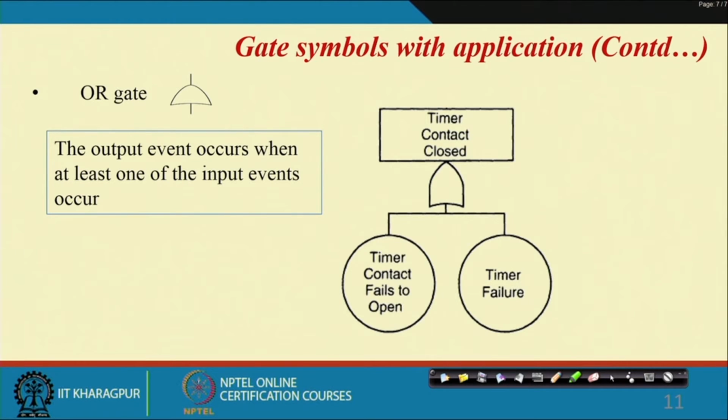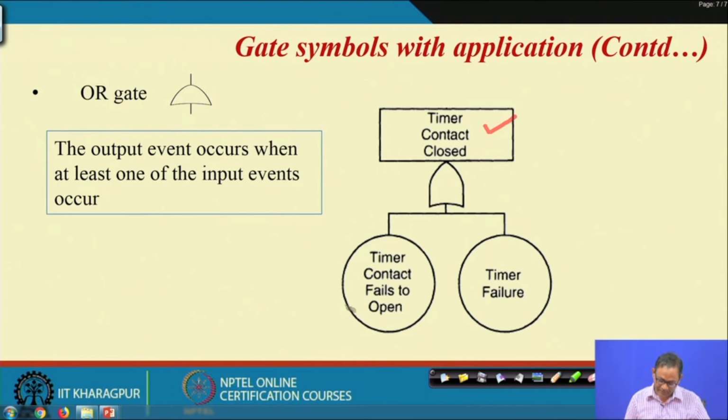Then the OR gate. In terms of an OR gate, there will be an output event and there will be input events. Now, just see the pressure tank example we have already explained. What happened? The timer contact closed. When the timer contact is closed, the timer contact fails to open, and there is a timer failure.